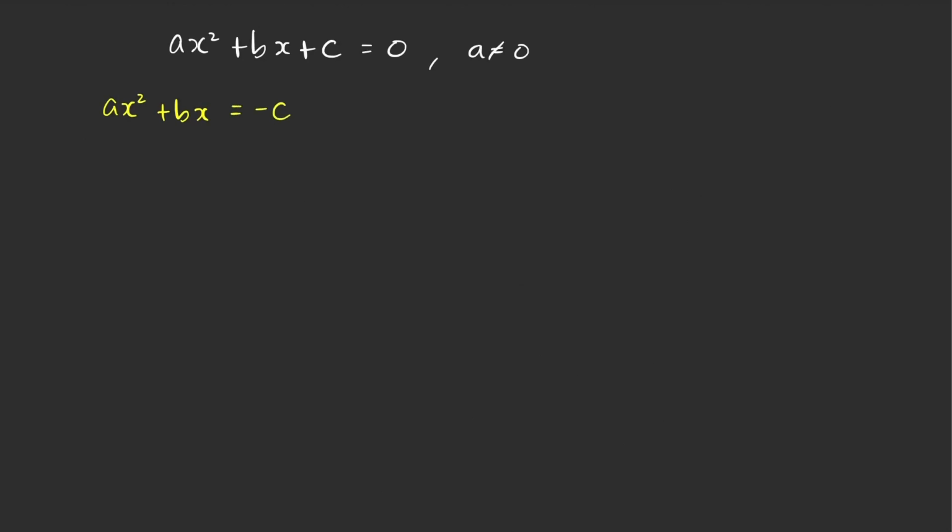And now it's easy to complete the square because we want the left-hand side to be a perfect square trinomial. That is easy to do if the coefficient of x squared is equal to 1. So we can divide both sides by a, and we'll get here x squared plus b over a x equal to negative c over a. And again, we want the left-hand side to be a perfect square trinomial. To do that, we need to add something to both sides of this equation.